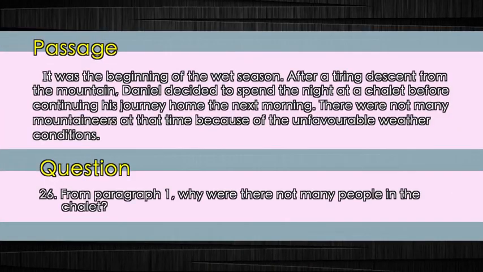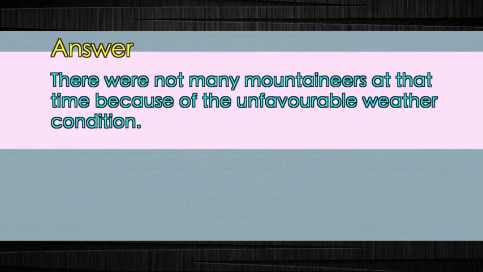Now, I want you to look at the question and the passage closely. Do you notice any similarity? If you look carefully, you will see that the phrase, were not many, appeared in both the question and the last sentence of the passage. So we automatically know that the answer for question number 26 is, there were not many mountaineers at that time because of the unfavorable weather condition.